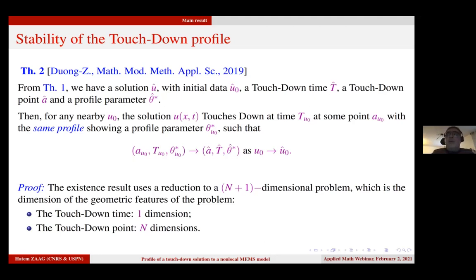When I say blow-up, it's 1 over the distance, which blows up, in fact, which is 1 dimension, and also the touchdown point, which has n dimensions. Because my existence result reduces to n+1 dimensions, and that n+1 is the dimension of the geometric features of the problem, since both are equal, I can have the stability result as a byproduct of the existence result. I mean that the key estimate here is to find an example, but once you have an example, you will easily see that your existence proof is also a stability proof.